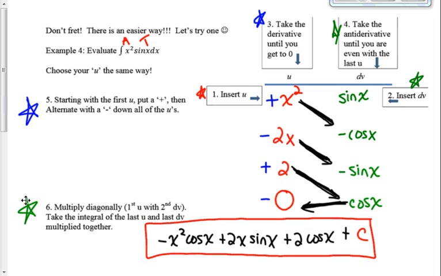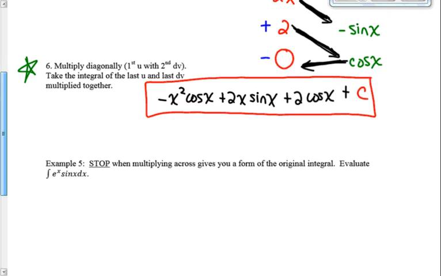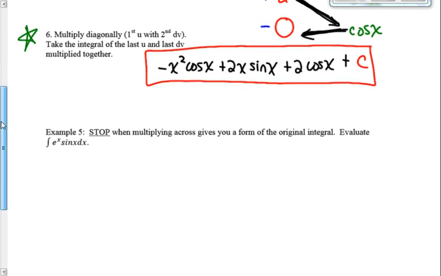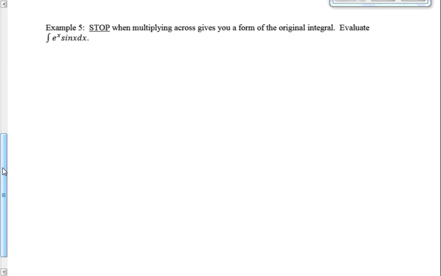Now, when you look at your chart, that's how many integration by parts I would have to do. So if I was doing this using the old style, then I would be doing 1, 2, 3 separate integration by parts before I got my final answer. So let's look at example 5. This is a different style. I'm going to use the same technique, but we're going to stop when we multiply across and it gives you a form of the original integral. So when I multiply across, I'm looking for e to the x times sine of x.